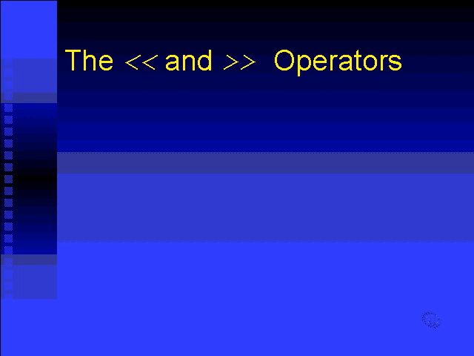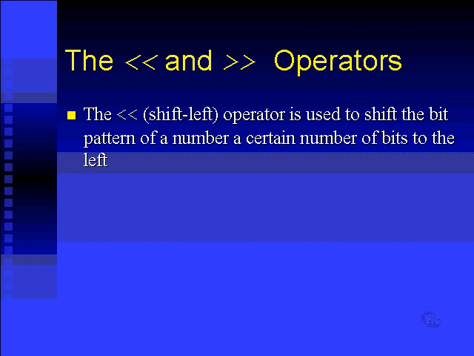The first of the operators in C that we're going to have a look at when dealing with individual bits are the double less than and double greater than operators. We don't call them double less than and double greater than. We call them shift left and shift right. And this is how they work.